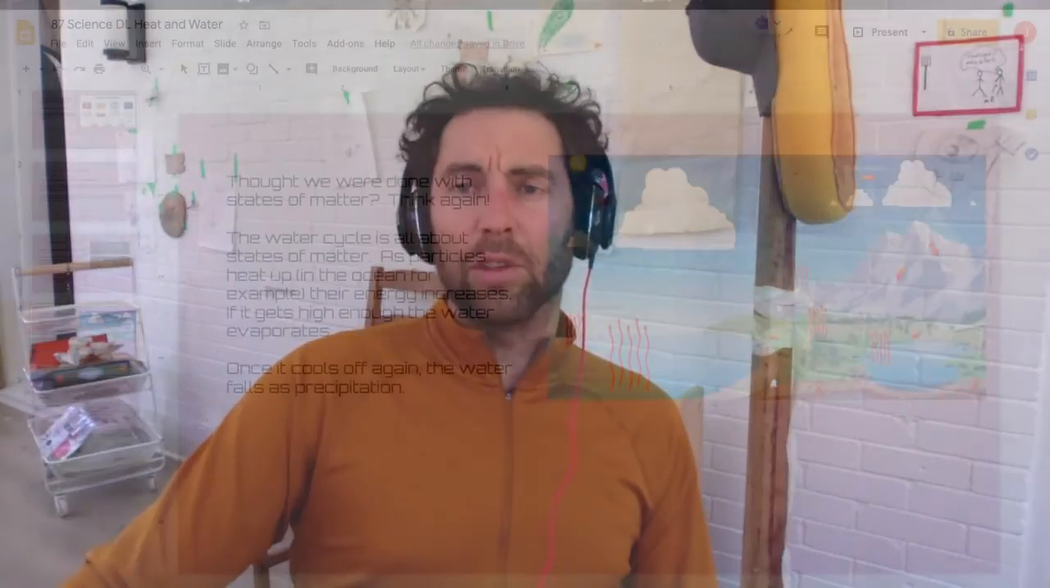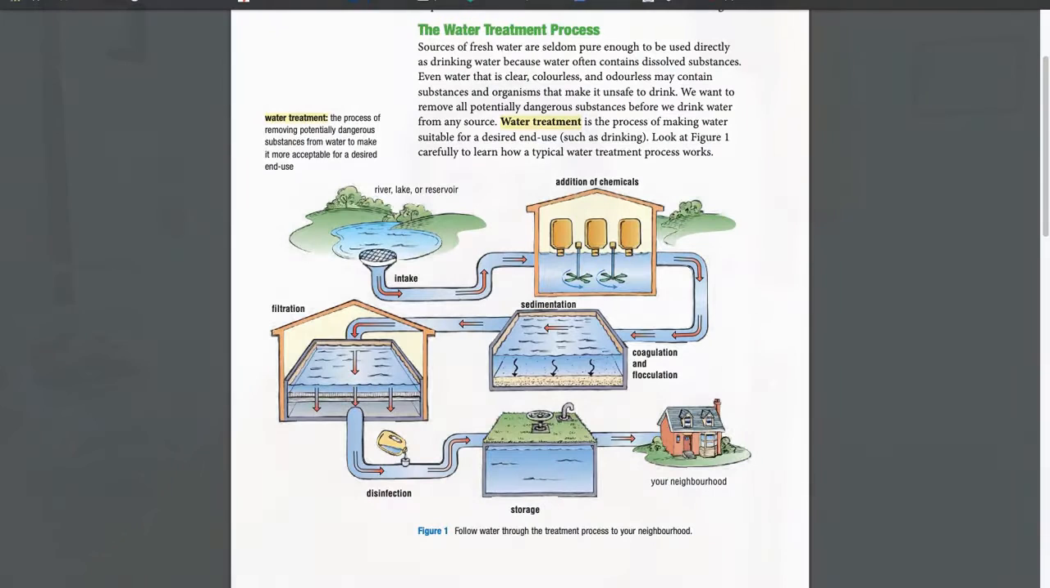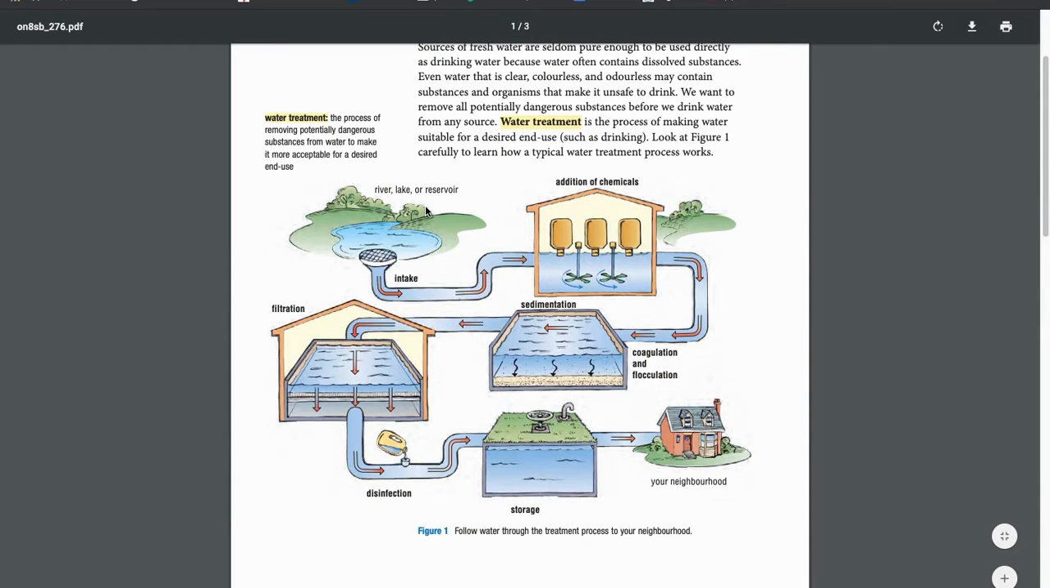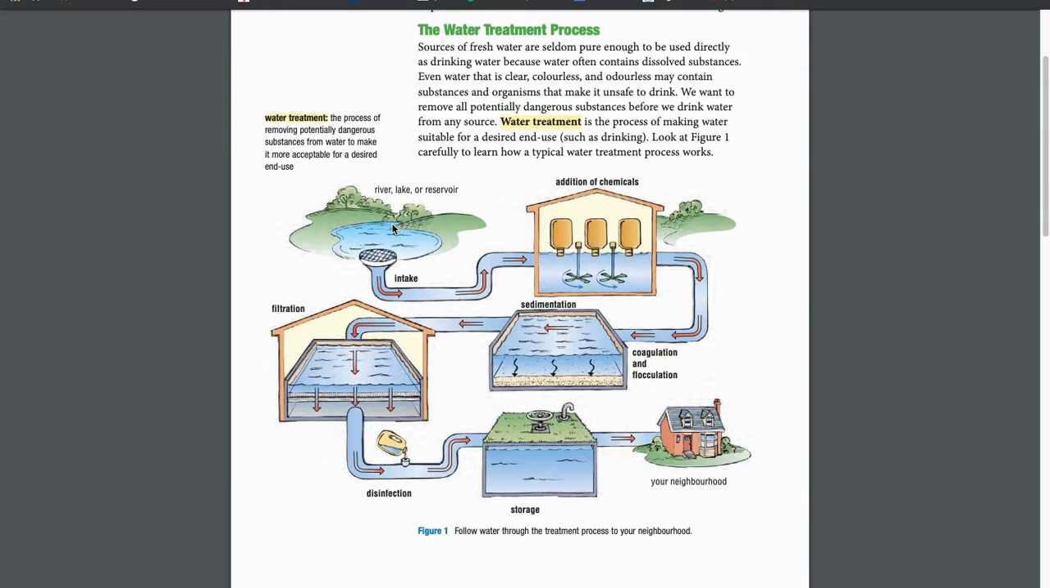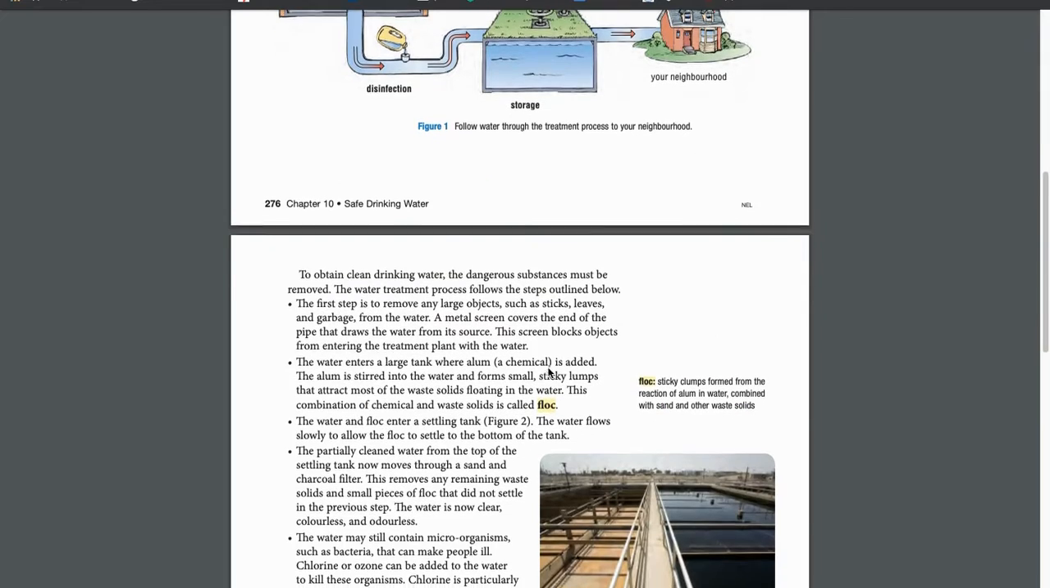So grade 8, if you go to 10.5 in the Nelson textbook, where am I here? Right here. This is how we remove water out of the water cycle to use it for our own purposes. So we take it out of a lake or an aquifer, and we add chemicals to it. We add a chemical called alum, and what alum does is it gets the particles in the material that's in the soil to bond together. It goes through here.